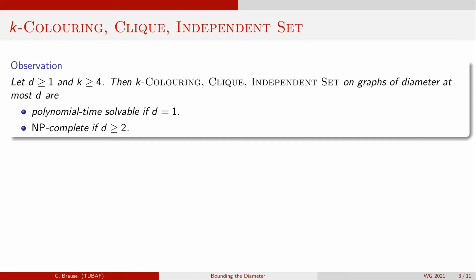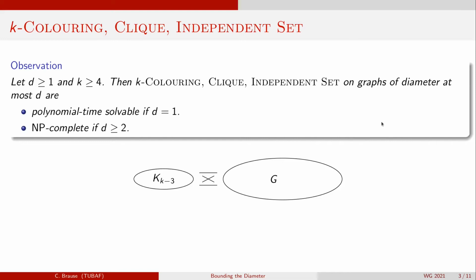And the reason is we can reduce from 3-coloring, clique, and independent set by the following graph transformation. Take a graph G, add a complete graph on k-3 vertices, and make each vertex of the complete graph adjacent to each vertex of G, and you find that the obtained graph has a diameter 2. Well, you see that this trick only works if the complete graph is non-empty. In other words, k has to be at least 4. And so we see that this trick only shows that 4-coloring is NP-complete on graphs of diameter at most 2. In other words, there might be some hope if we consider 3-coloring.